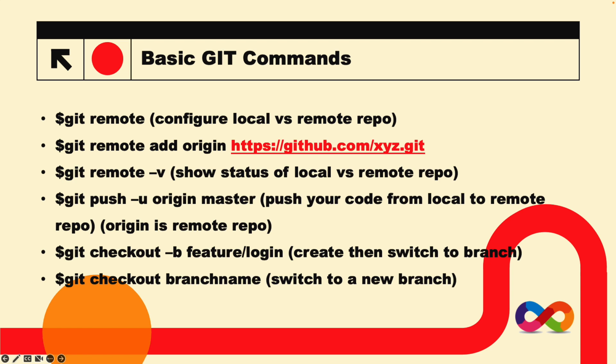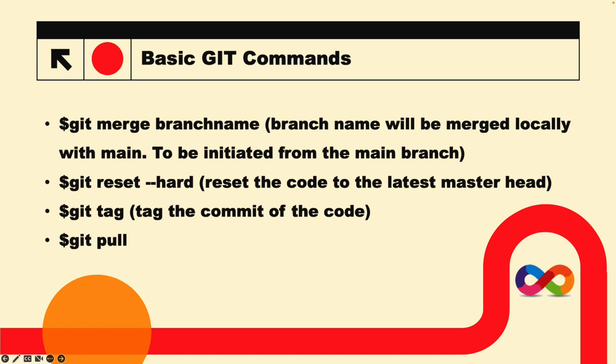Git fetch command downloads content from the required remote repository, while git merge command combines multiple sequences of commits into a single branch. A couple of more commands: git merge branch name. If you want to merge some branch name to the main code base on your local machine, you can use that. Git reset hard. If you want to reset the code to a previous commit, you can use that. And git tag is just a metadata just to tag the commits that you have performed.